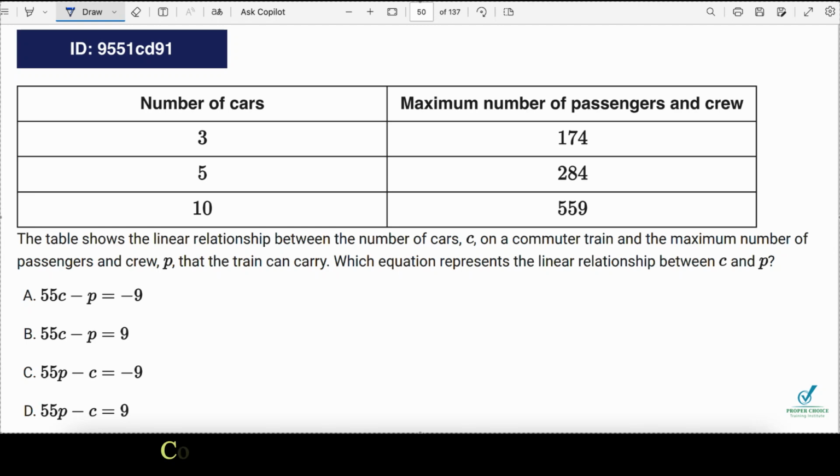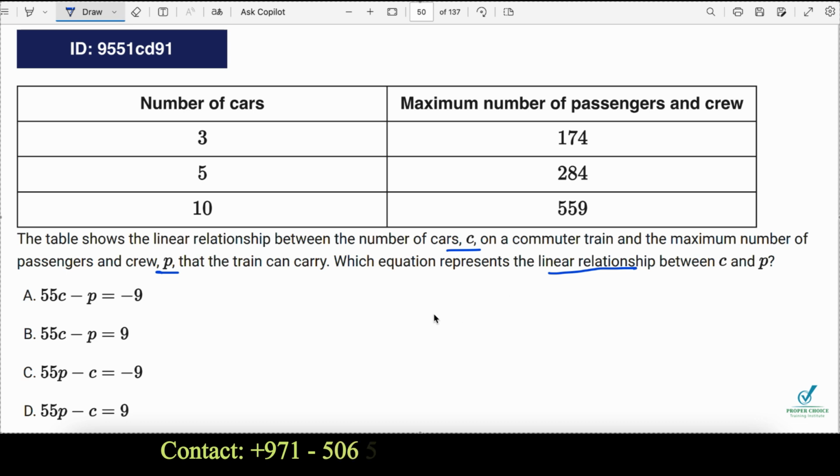The table shows a linear relationship between the number of cars C and the commuter train's maximum number of passengers and crew P that a train can carry. Which equation represents the linear relationship between C and P? When they say linear relationship, we are asked to find a linear equation.